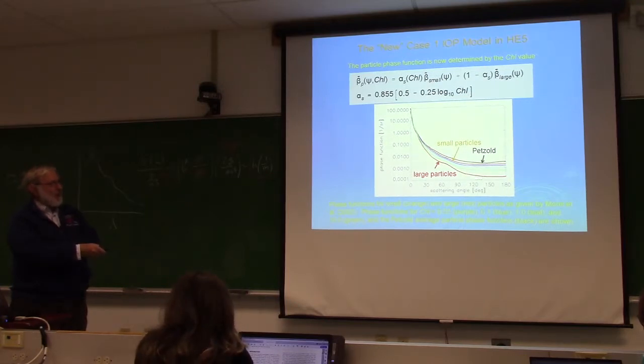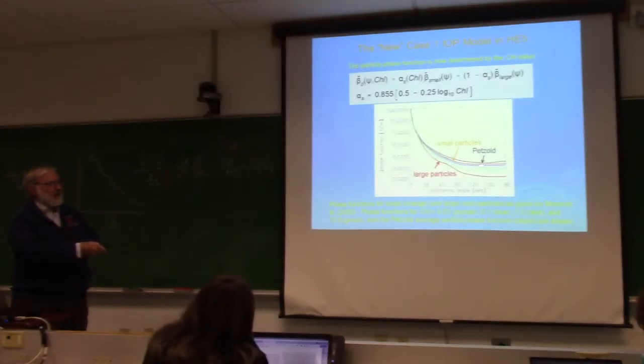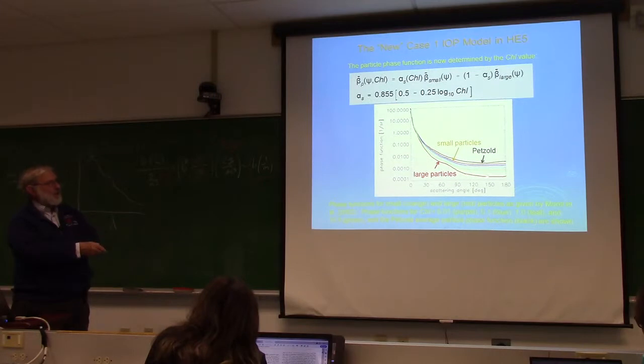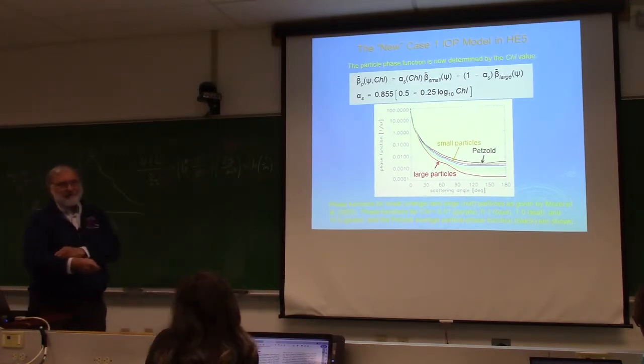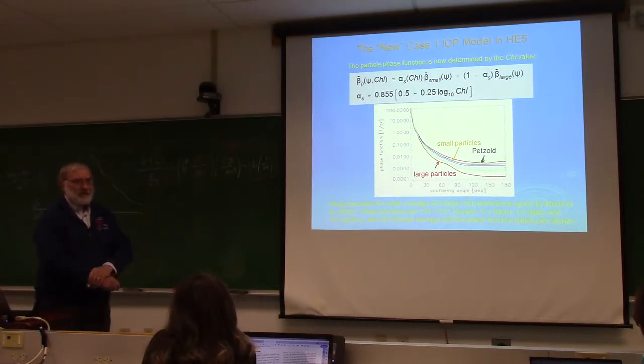So notice low backscatter for a large particle phase function, and a small particle phase function, so higher backscatter, and then the fraction of backscatter between these two is once again determined by the chlorophyll, so it will even pick a phase function for you. So that's Morel's model, probably as good as there is out there right now.